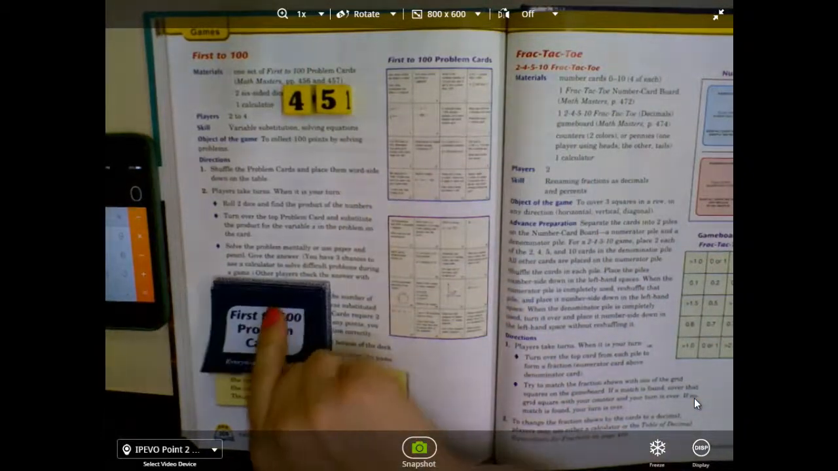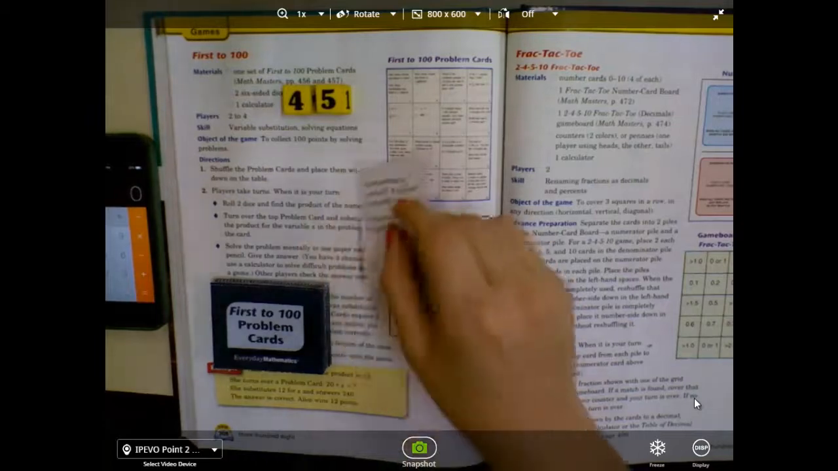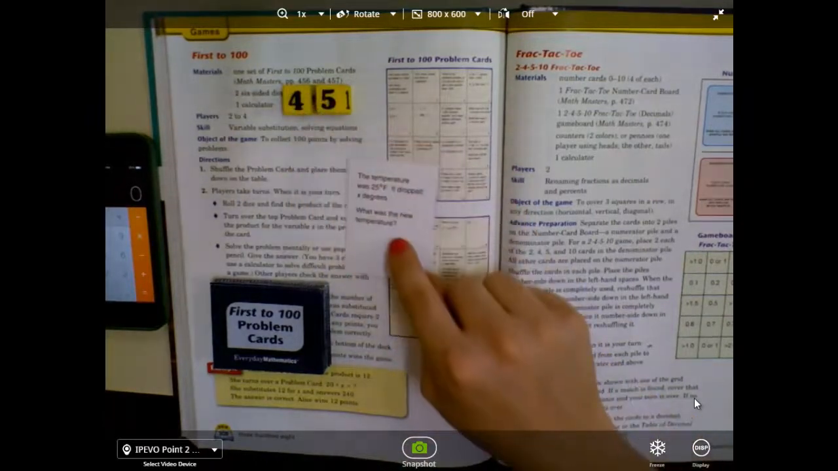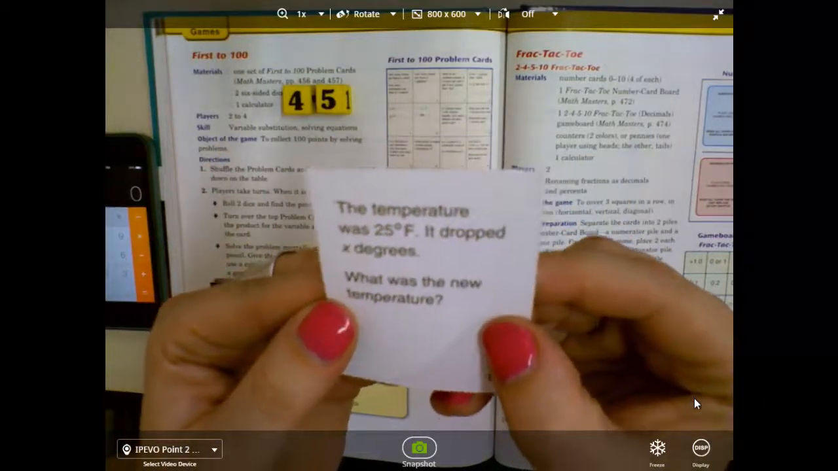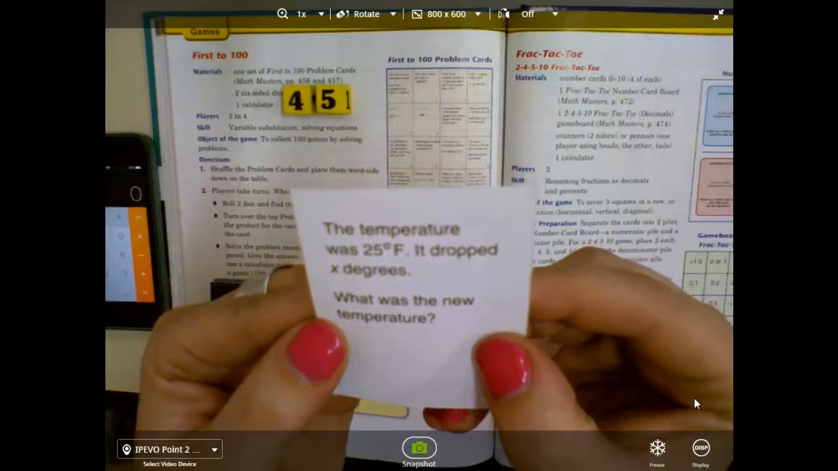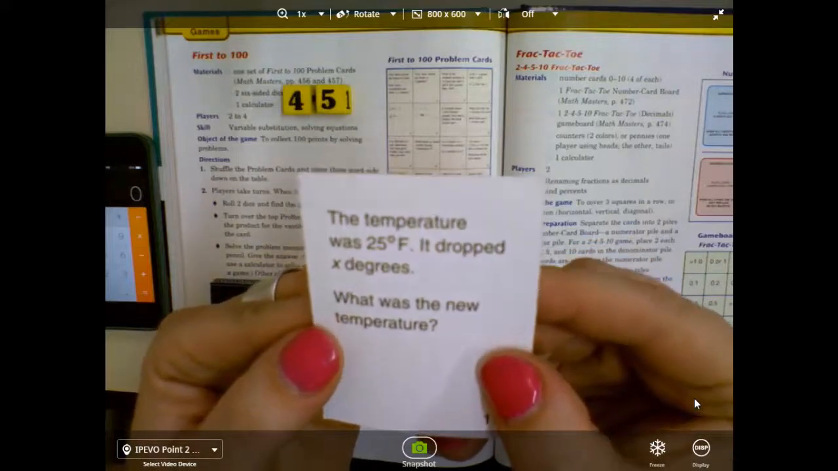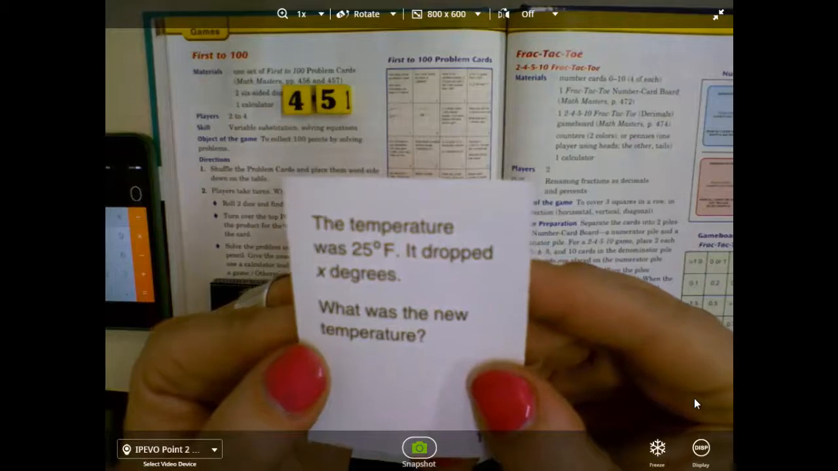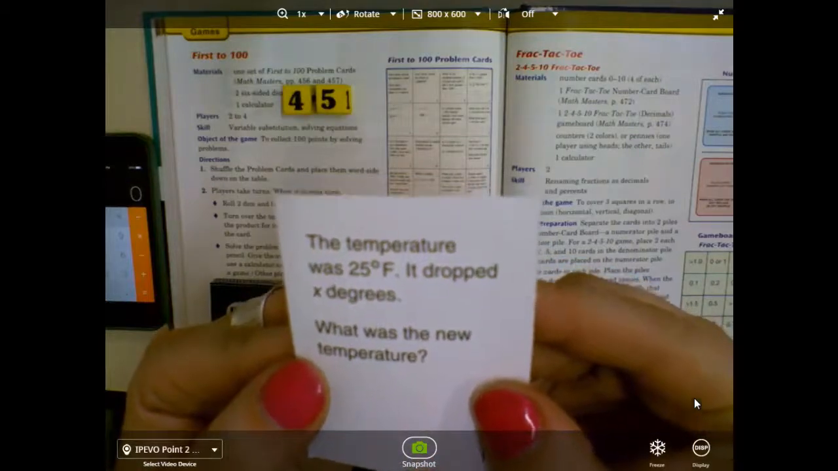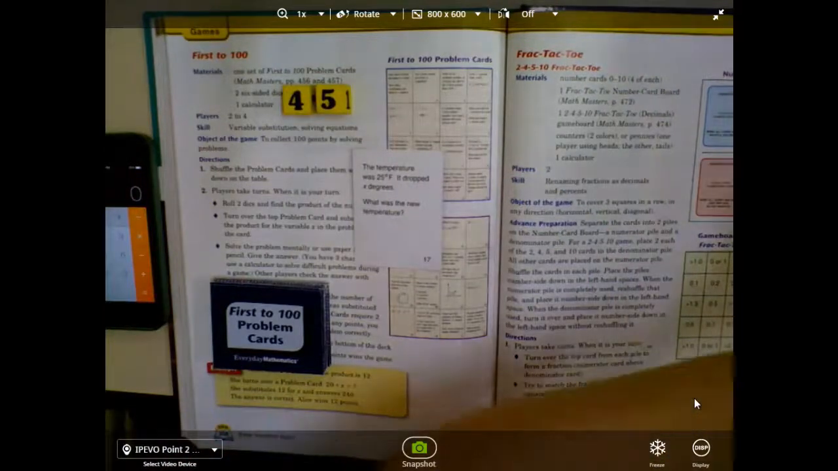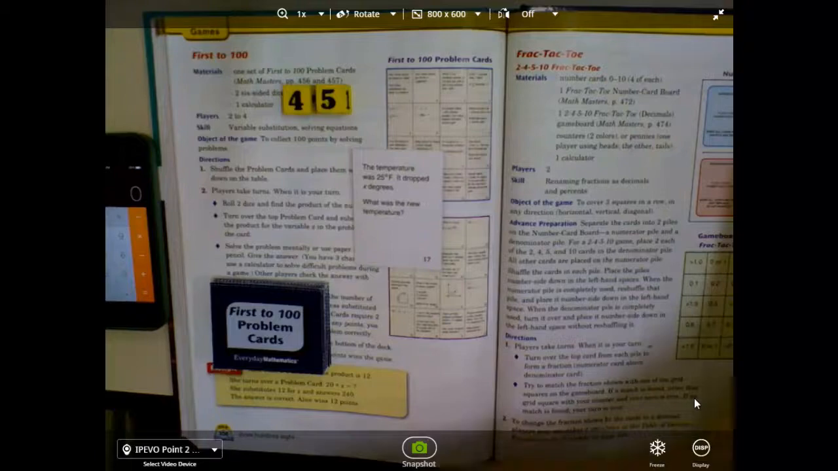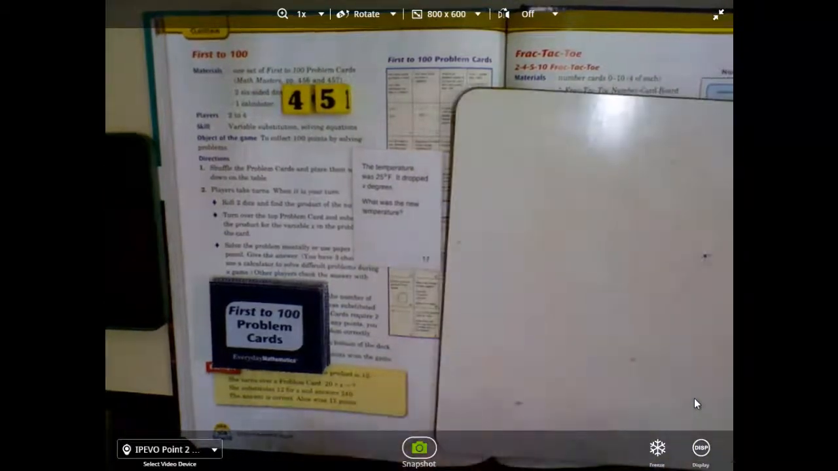Now I'm going to turn over the top card and then substitute the product that I just got for the variable. So for instance, in this card, it says the temperature was 25 degrees. It dropped X degrees. What was the new temperature? So which is my variable? X, that's right. X is the variable in this card. So I'm going to substitute X for 20, or 20 for X. See if you can try it. I'll pause the video. Pause the video and see if you can try it.